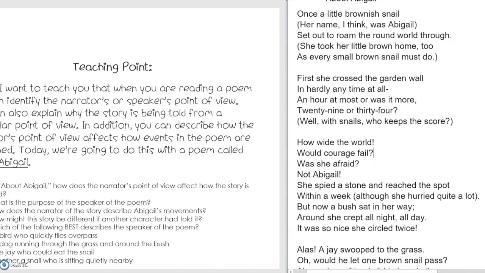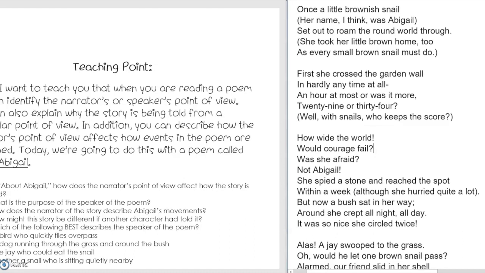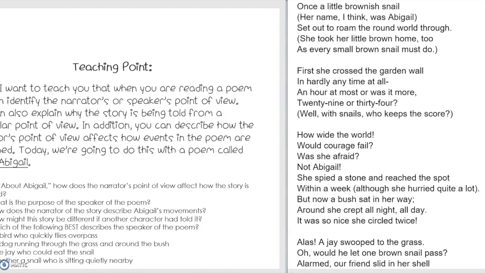And then I'm going to look finally down here at this multiple choice question that says, which of the following best describes the speaker of the poem? And I'm thinking, could it be a bird who quickly flies overpass? And I'm thinking that probably not, because a bird would fly too quickly to see and examine this little snail.